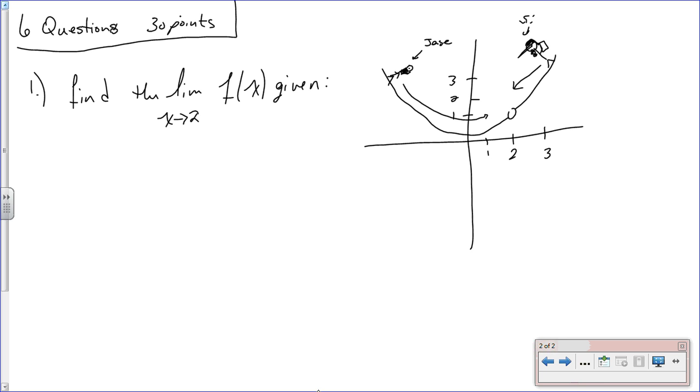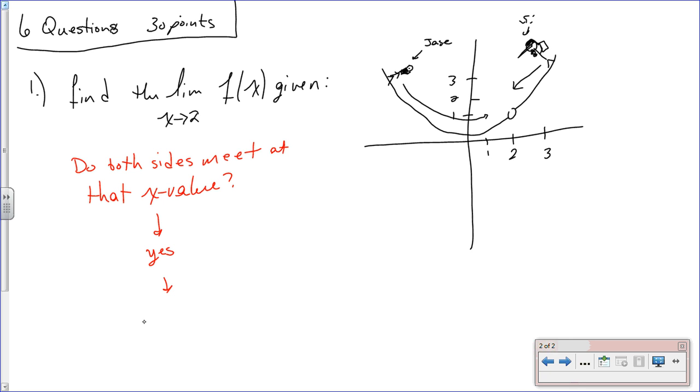So the first thing you want to ask yourself: do both sides of the graph meet at the x value? Basically, will Jace and Psi get to this value? If the answer is yes, then you go up to that value and over to the y-axis and figure out the limit. So, do both sides meet at that x value? In this case, the answer is yes.